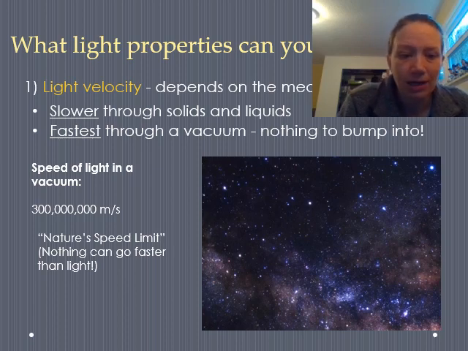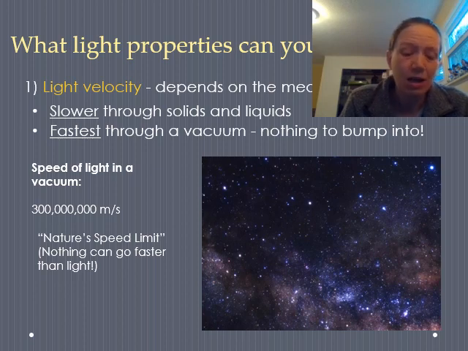That speed, known as the speed of light in a vacuum, is an incredibly important value in physics, and it's a constant, which means that physicists have realized that light travels the same speed in a vacuum no matter what. And it's known as nature's speed limit. Nothing in the universe can go faster than the speed of light in a vacuum.